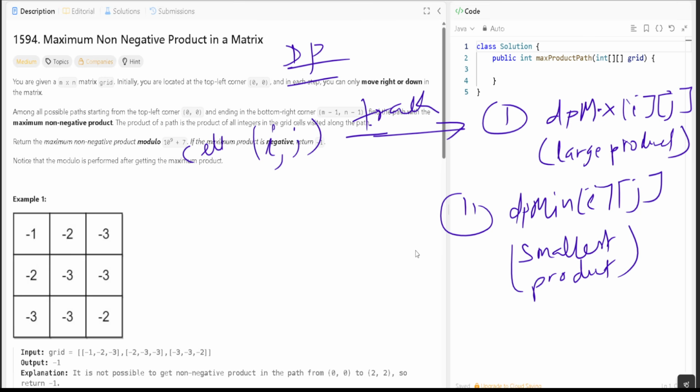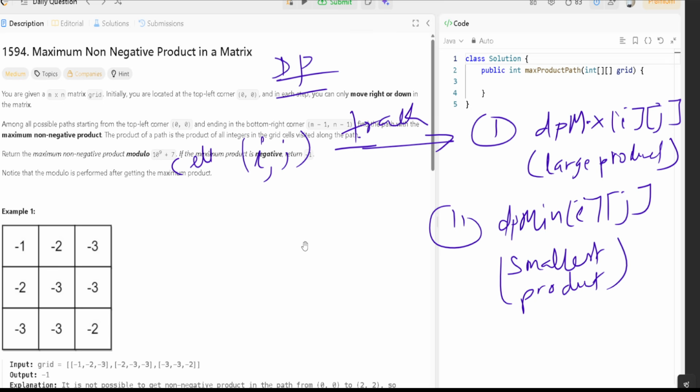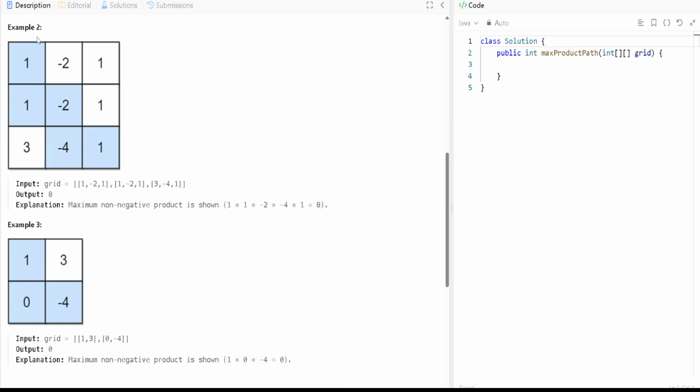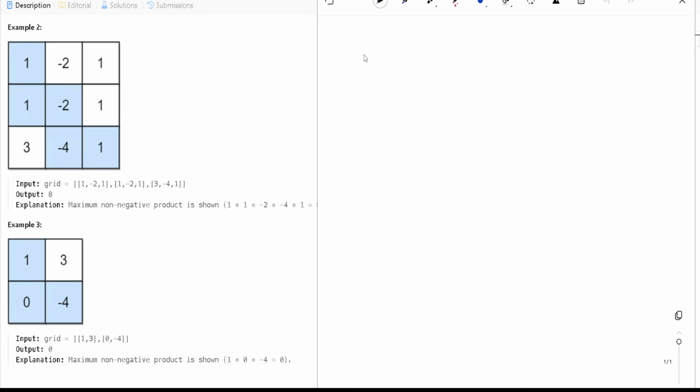Okay, now let's understand that. Let me show you the example. We have example 2 where you can see we have been given 1, minus 2, 1, 1, minus 2, minus 4 and 1. So this contains a path. Let's understand how this works in our case. In example 2, the answer is 8. Let's think about what the best path is in this case. Understanding is very important.